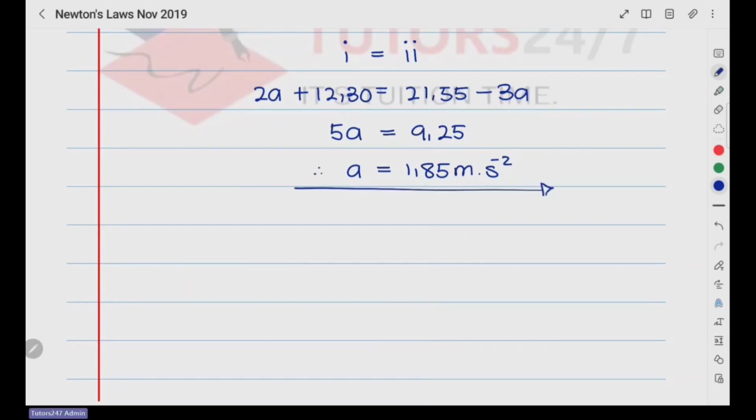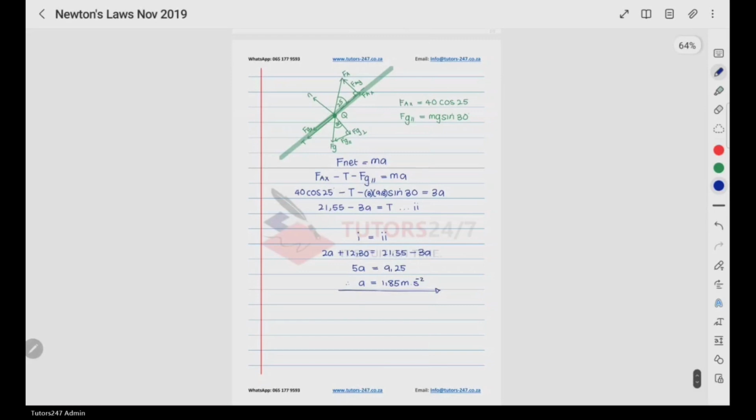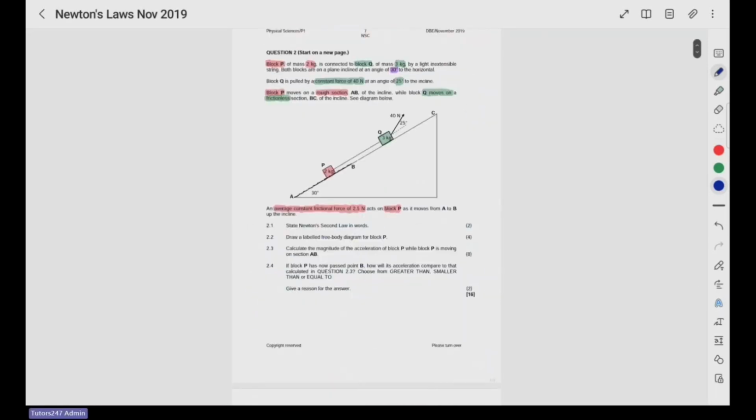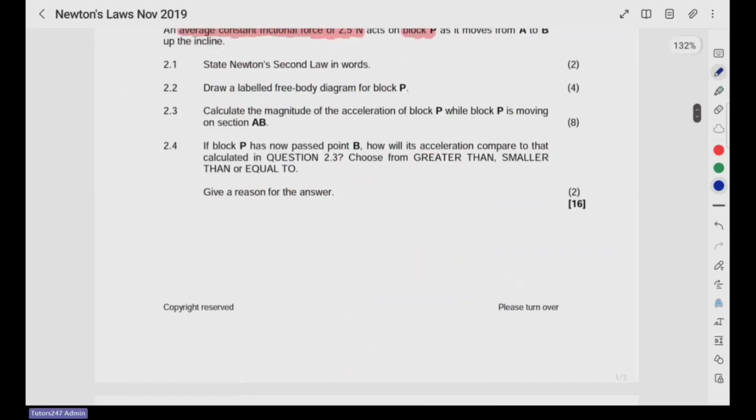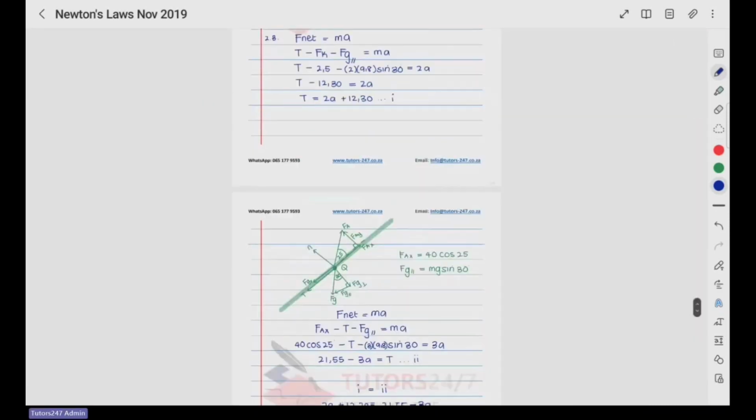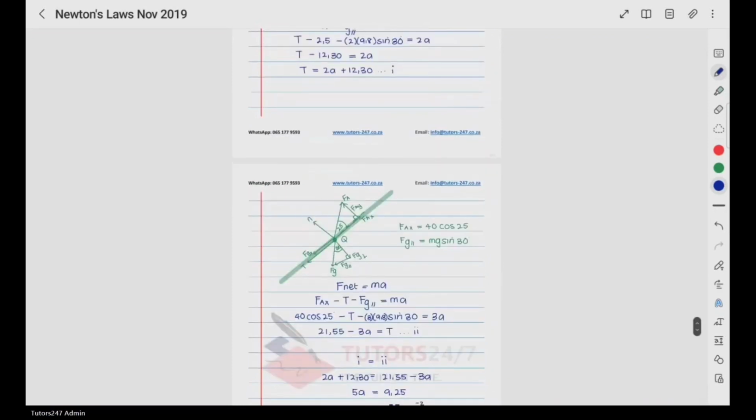Are you okay with that? Yes. Perfect. So I think that was 2.3. We've got one last one. Do you want us to also show how to find tension? Why not?